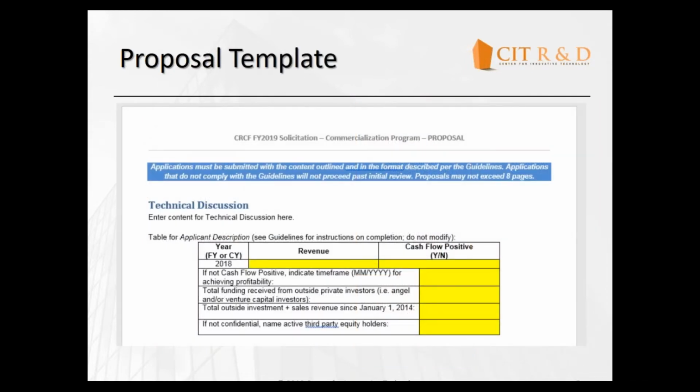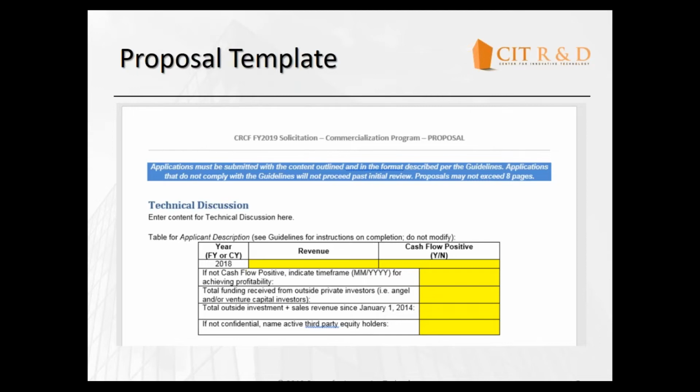Your proposal content will be typed or pasted into the proposal template. Here's a screenshot of part of the top of the commercialization program proposal template. Templates, like other materials, do vary by program, so you'll need to download and use the one for the program that you were approved to submit under. You'll also want to make sure that you're using the current template for the FY19 solicitation.